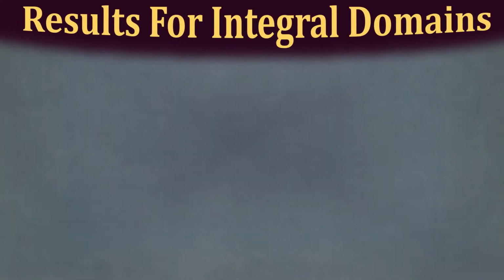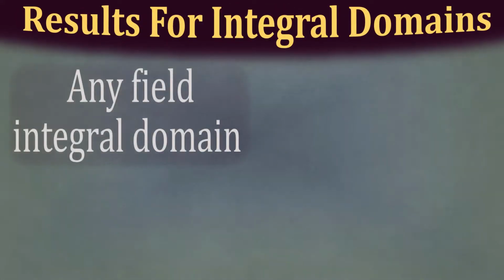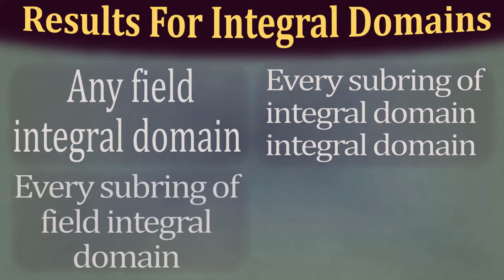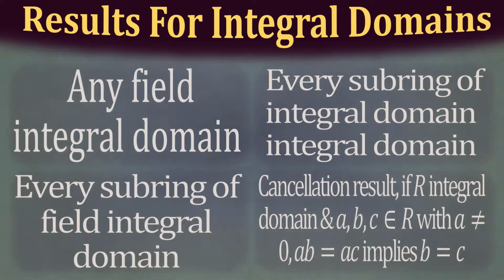Next, let's discuss some results for integral domains. First, any field is an integral domain. Also, any subring of an integral domain is also an integral domain. Hence, every subring of a field is an integral domain. We also have a cancellation result, which says that if R is an integral domain, and if a, b, c in R, with a not equal to 0, then ab = ac implies b = c.